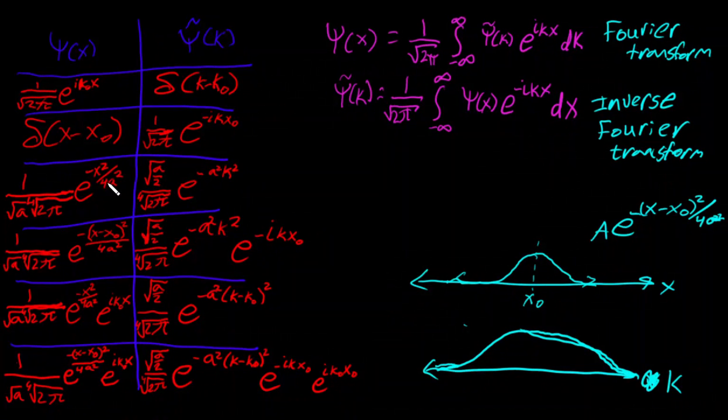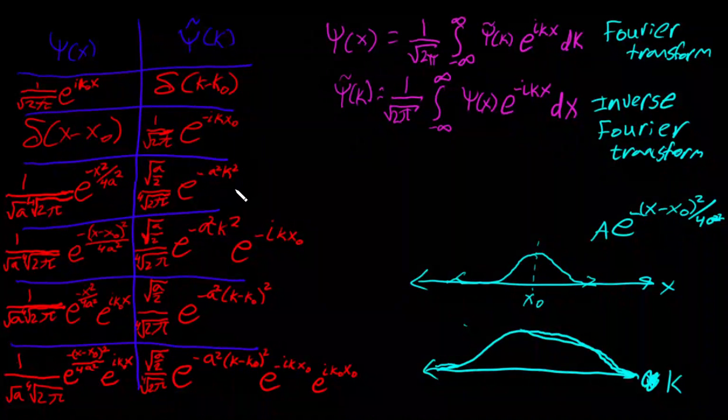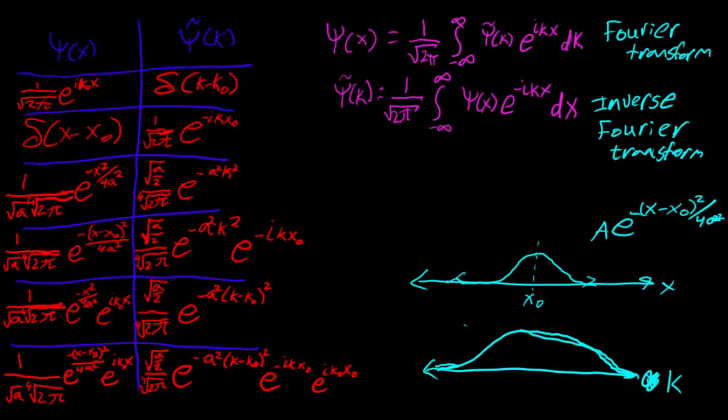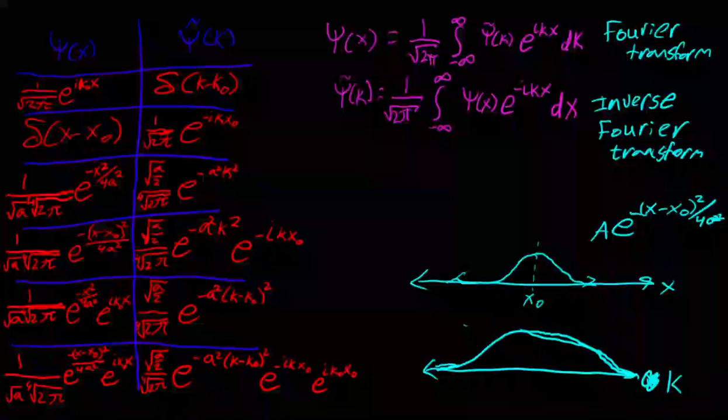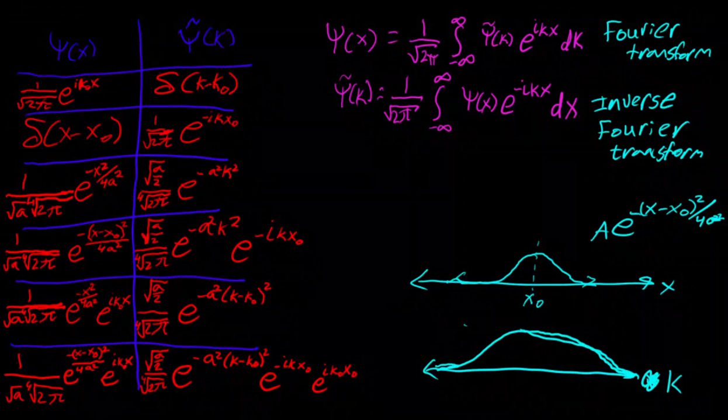If this one's width is 1 over 4, or if this width is 4a squared, this width would be, I think, a squared over 4, right? Or no, this width would be 1 over a squared, depending on how you define the width. Again, we'll get to that in a second. I just want to give you a qualitative understanding of what these are.